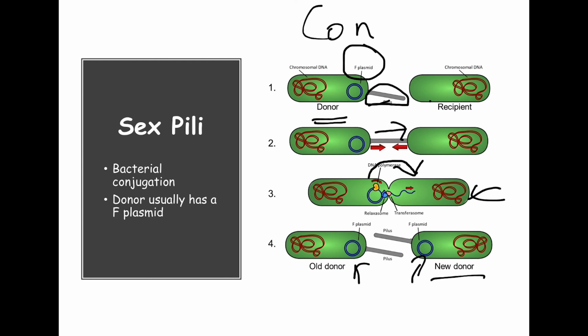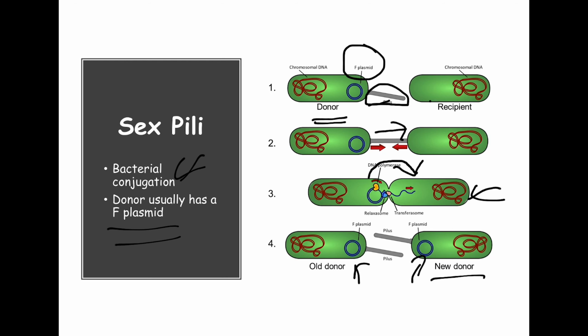But just to let you know, as an example of an attachment structure, the pili, the sex pili, is involved in conjugation, and the donor typically has the F plasmid, and once they transfer it, the recipient becomes F positive. What a transformation, huh?